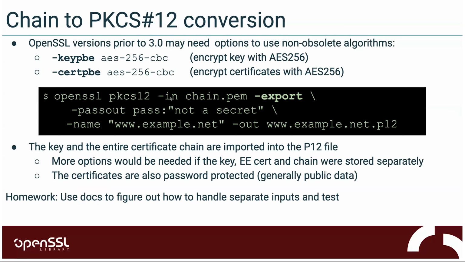So let's convert our certificate chain that has the key, the identity certificate, and the issuing CA certificate all in one file. Let's convert it to PKCS 12. A note for anybody who has to interoperate with older versions of OpenSSL or older clients is that by default, since OpenSSL 3.0, which is quite a few years now, OpenSSL defaults to using AES-256 for encrypting the content, or password protecting the content, of PKCS 12 files.